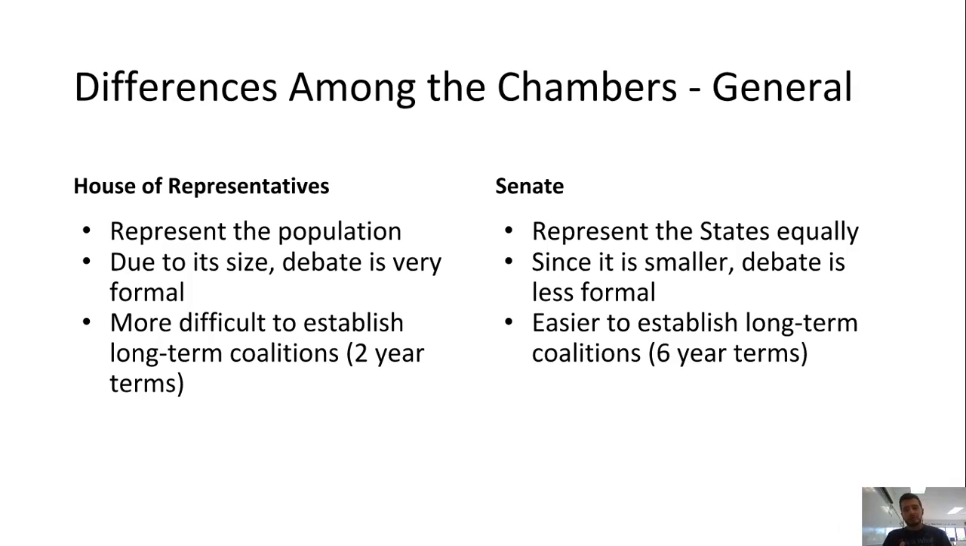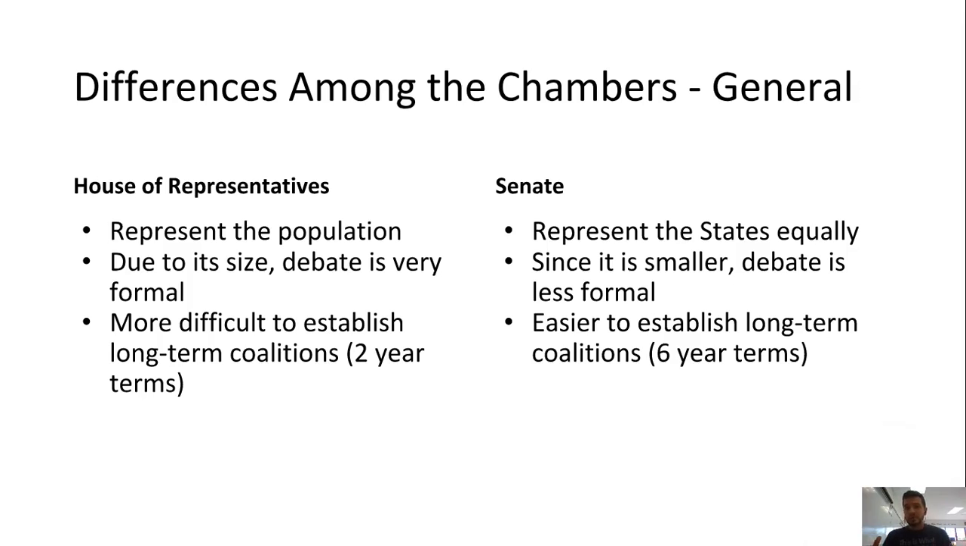The other thing about the House and the Senate, as far as general rules go, since we have a longer term in the Senate, it's a lot easier for them to establish longer, more solidified coalitions. So the word coalition just literally means group. In both the House and the Senate, they have what are called caucuses, and that's different from the kind of election caucuses we'll learn about later. The caucuses are just basically groups of people that come together for specific interests.